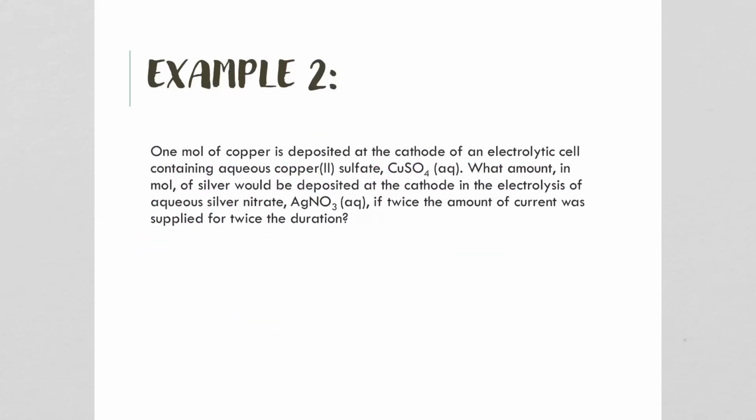Here's a second example from Cognity. This one says 1 mole of copper is deposited at the cathode of an electrolytic cell that contains aqueous copper(II) sulfate. What amount in moles of silver would be deposited at the cathode in the electrolysis of aqueous silver nitrate if twice the amount of current was supplied for twice the duration? The first thing we need to do is figure out the half equations. So we have Cu2+ plus 2 electrons makes copper solid.